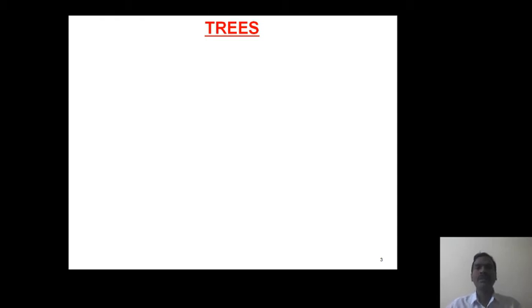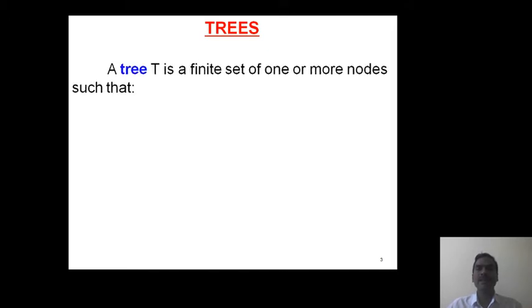Hello students, in this session we will discuss the tree data structure. So a tree is a non-linear data structure.